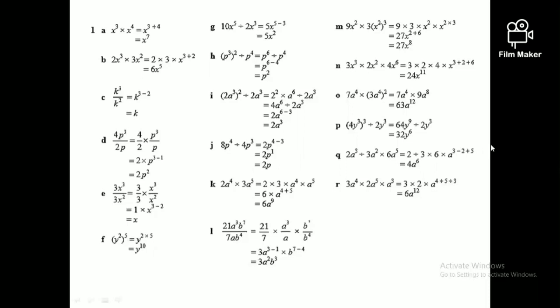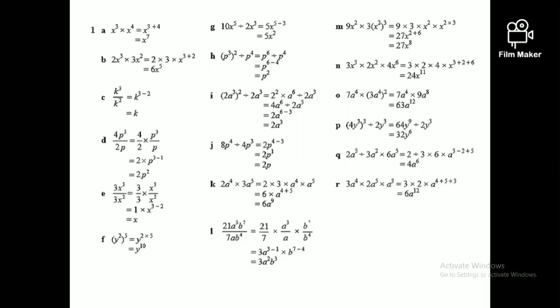Right. If you come across part N, 3x cube into 2x squared into 4x to the power 6. So you can just multiply 3 into 2 into 4. This is x to the power 3 into x to the power 2 into x to the power 6. You can add these powers: x to the power 3 plus 2 plus 6. That is x to the power 11. 3 into 2 into 4 is 24. That is how you can obtain this answer.